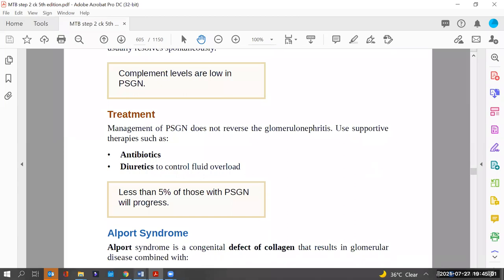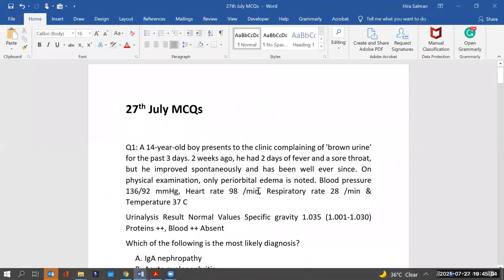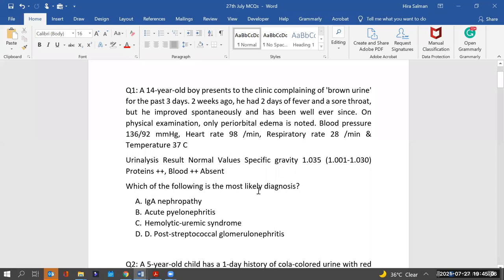So let's have a look at the questions and we will see how we can solve this one. The first question says, a 14-year-old boy presents to the clinic complaining of brown urine for the past 3 days. Any term mentioned here, brown or tea colored or coca colored, always think about streptococcal infection. For the past 3 days, and 2 weeks ago, he had 2 days of fever and sore throat.